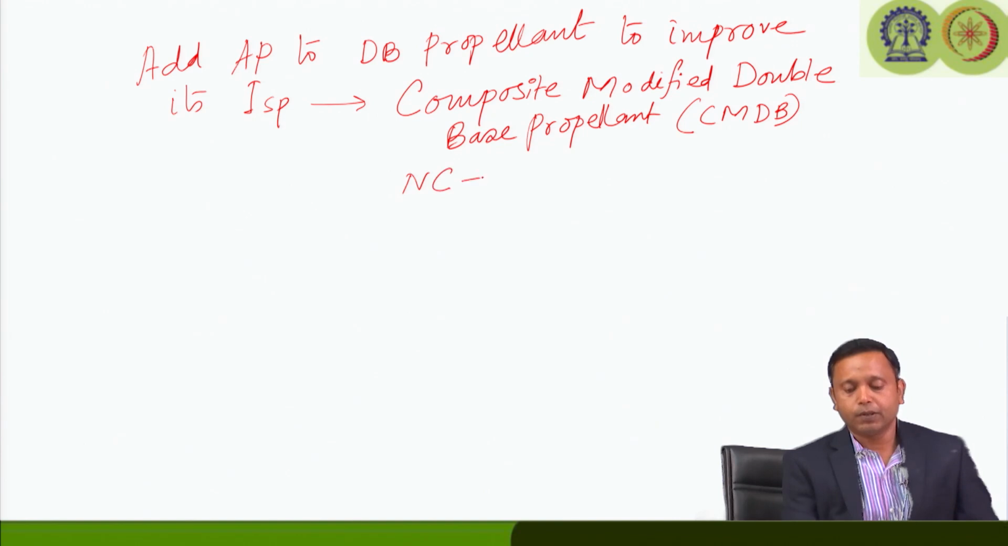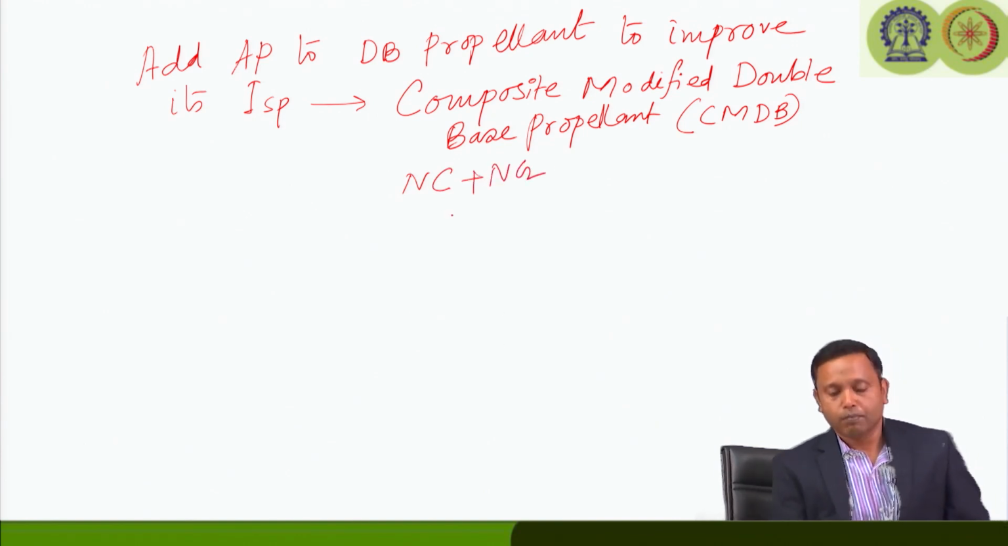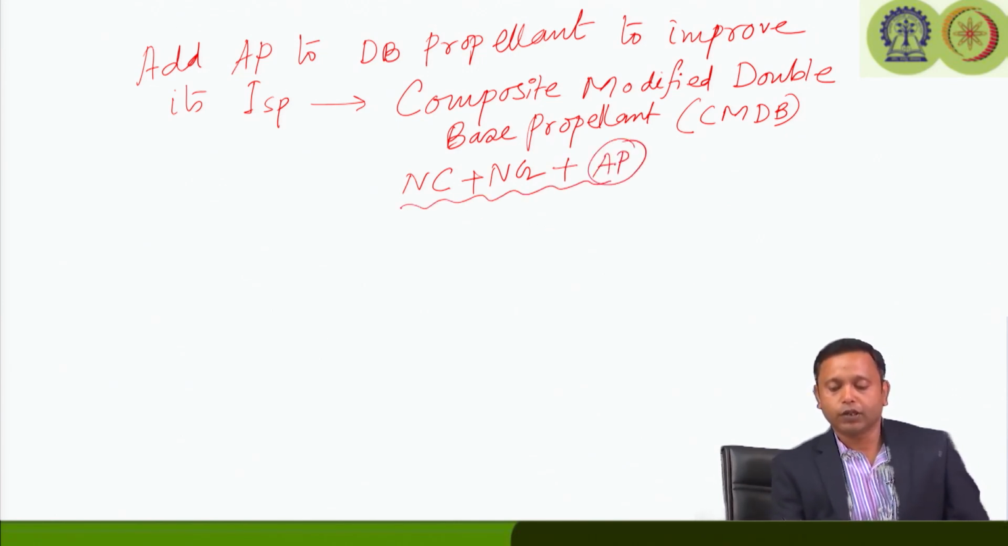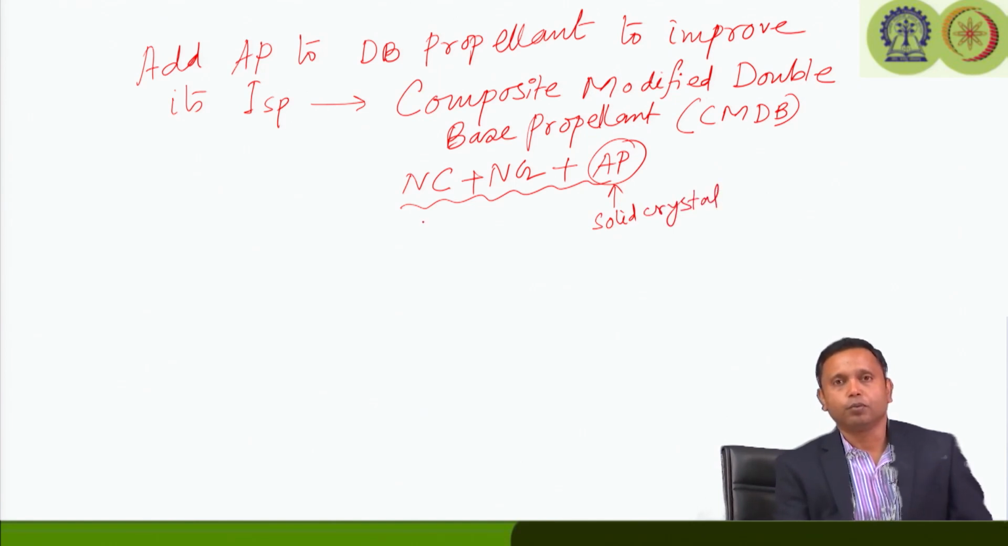So, what additionally are we adding? NC plus NG were the main ingredients for double base propellant. Now, we are adding some amount of ammonium perchlorate to improve its performance. Since AP is solid crystals, we are not maintaining the homogeneity of the double base propellant. So, it is becoming heterogeneous, and it is kind of like a composite propellant. So, it is becoming like composite modified double base propellant. This is the basic formula, basic ingredients for composite.